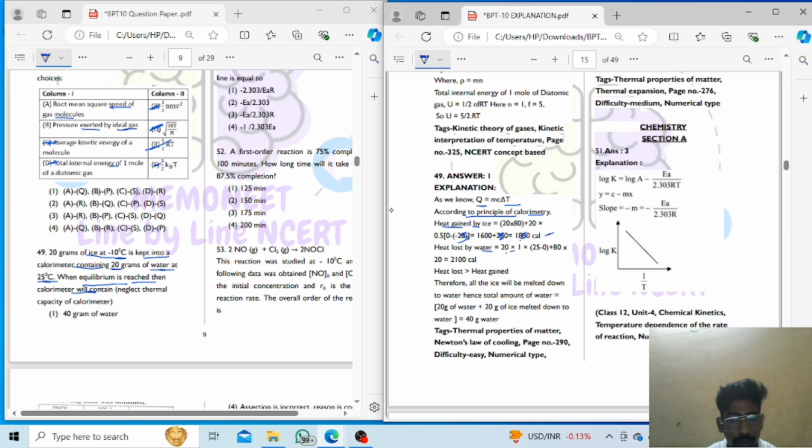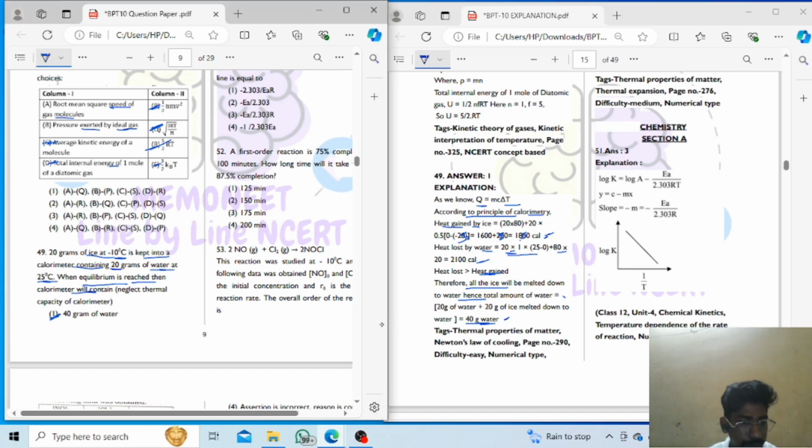Heat lost by the water will be equal to 20 into 1 into 25 minus 0, as the water goes from 25 degrees Celsius to 0 degrees Celsius. So 20 gram of water will give 500, and the M into L portion will be there, 80 into 20, which means 2100 in total. From this you can say the heat lost is greater than the heat gain of 1850, so therefore all the ice will melt into water. Ice is melted and previously 20 gram of water was there, so we will get 40 gram of water.